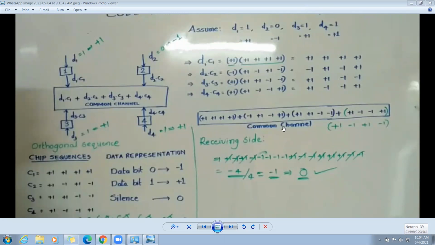Let's see an example. This is multiplied with C2. What is this? Plus 1 minus 1 plus 1 minus 1. Here it is C2, right?